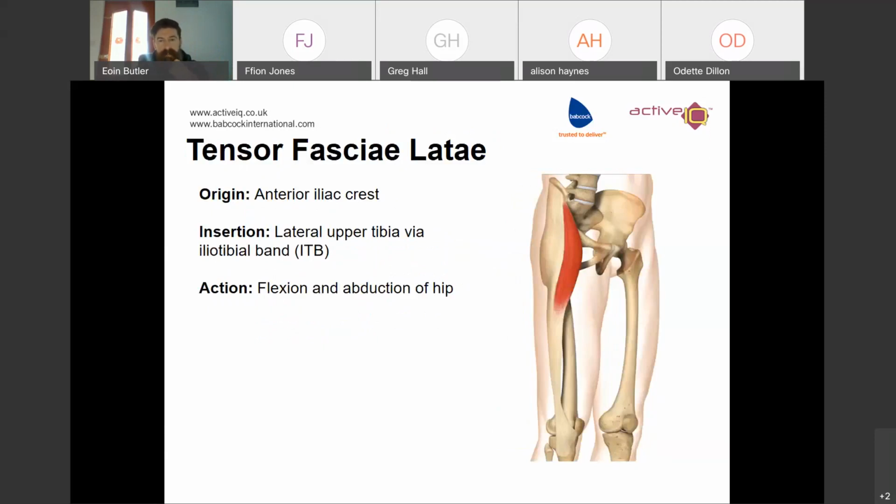Tensor fasciae latae sits on the outside of the hip. Your TFL is the muscle part, and then that will move into the IT band, the iliotibial band. The ilium is the bone at the top, the tibia is the bone on the shin, so iliotibial band. So the TFL is the muscular section of it, right on the hip, and then it moves into the IT band.